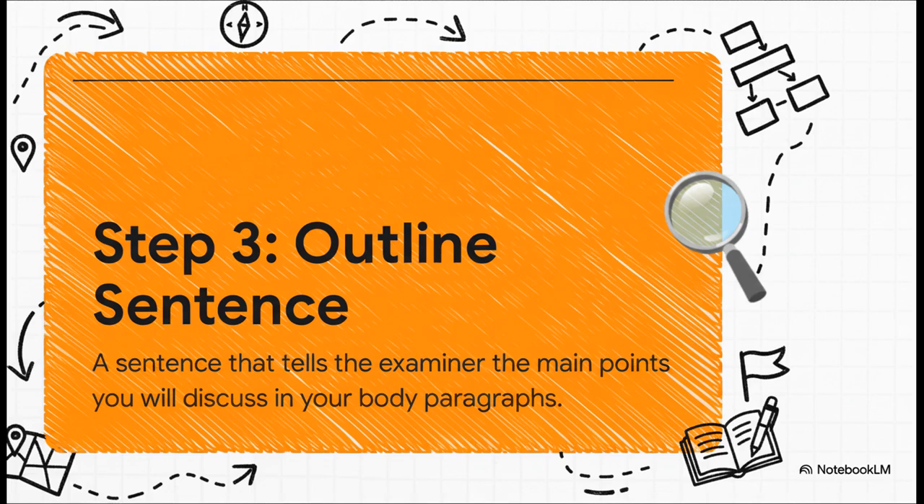And the final piece of the puzzle, the outline sentence. Think of this as a mini-map for your essay. In just one sentence, you're giving the examiner a little preview of what's coming up in your body paragraphs. This is awesome because it screams organization and shows you've got a solid plan.